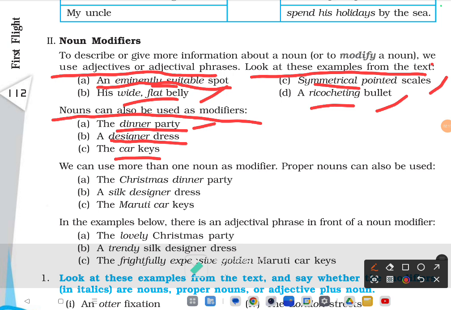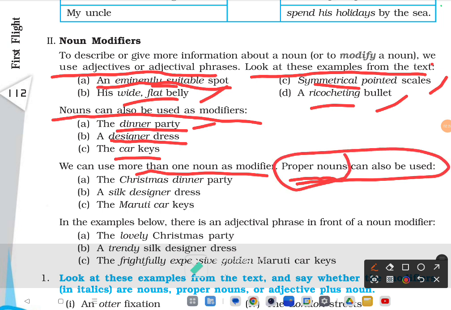So we can use more than one noun as a modifier. Not only one noun, we can use more nouns, and proper nouns also. I hope you know what a proper noun is. Proper nouns are the names of a particular person, place, etc. For example, Hyderabad is a proper noun of the city. City is a common noun, Hyderabad is the proper noun.